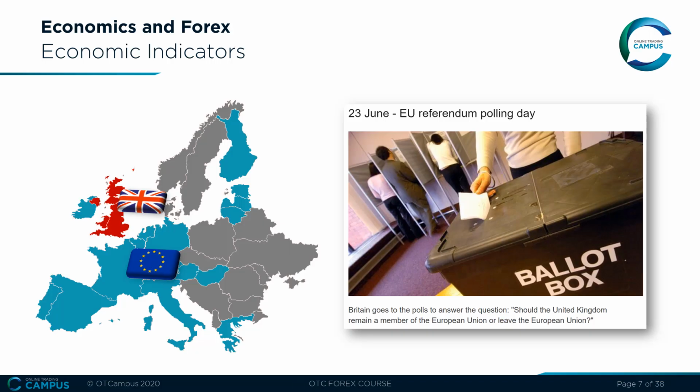So here's a headline of the 23rd of June 2016. Britain goes to the polls to answer the question, should the UK remain a member of the EU or leave the EU? So let us look at the charts going back in time and check what the supply and demand higher timeframe analysis would have told us to do. Either the higher timeframe context in terms of location and direction will tell us to go long, or it will tell us to go short.